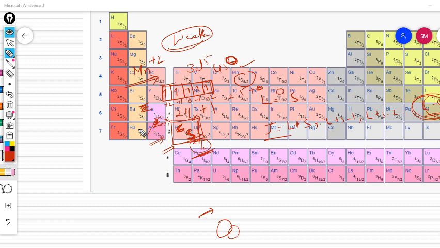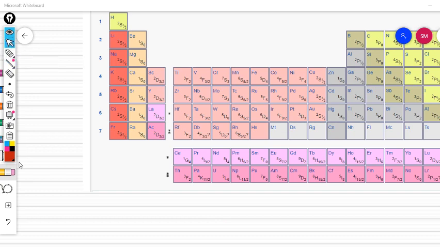Just understanding this is not enough. You must apply it to one or two complexes or one or two elements and cross check. Then you will get perfection. Okay, thank you.